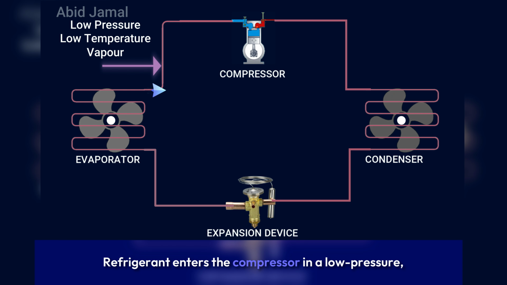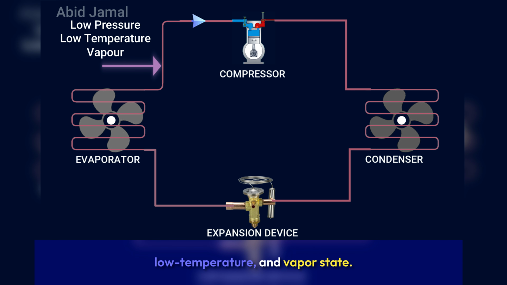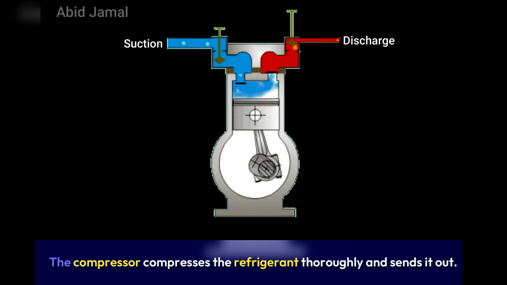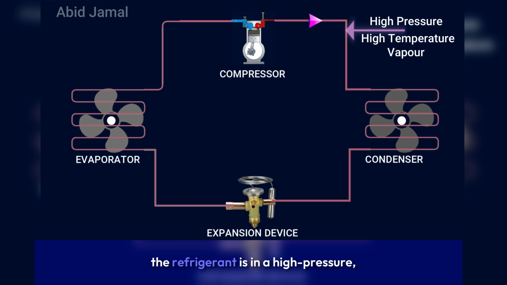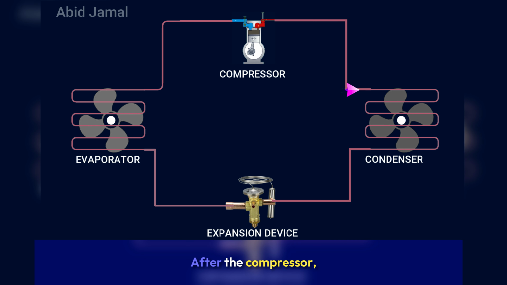Refrigerant enters the compressor in a low pressure, low temperature, and vapor state. The compressor compresses the refrigerant thoroughly and sends it out. After leaving the compressor, the refrigerant is in a high pressure, high temperature, and vapor state. After the compressor, the refrigerant enters the condenser.